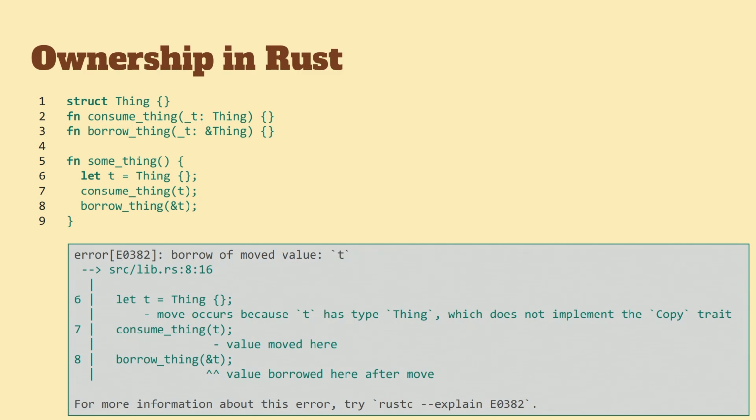You're giving up ownership of it in the caller and transferring that to the callee, and then it's up to the callee to take control of that and to take care of cleaning it up when it's ready or handing it off to someone else.